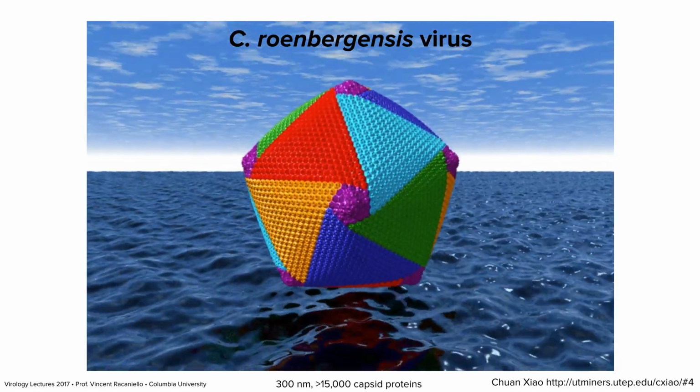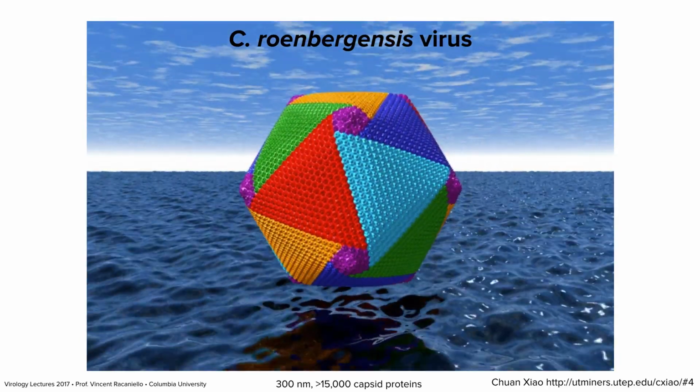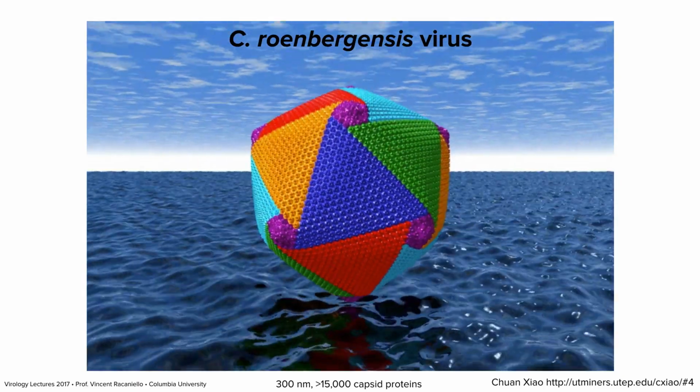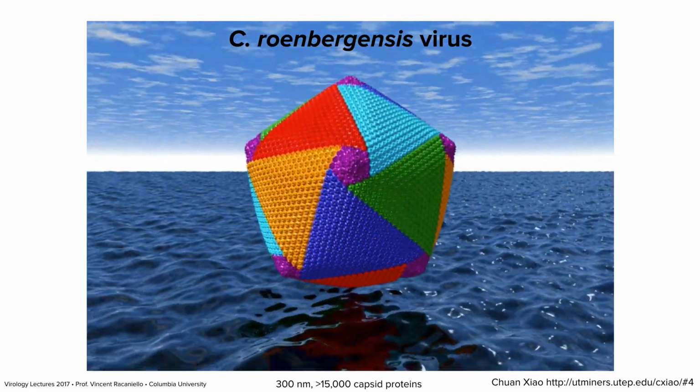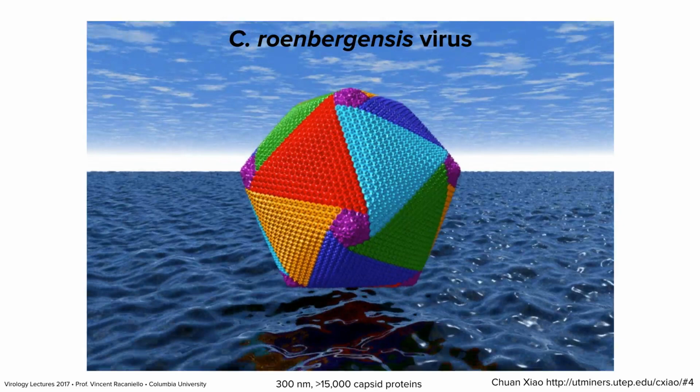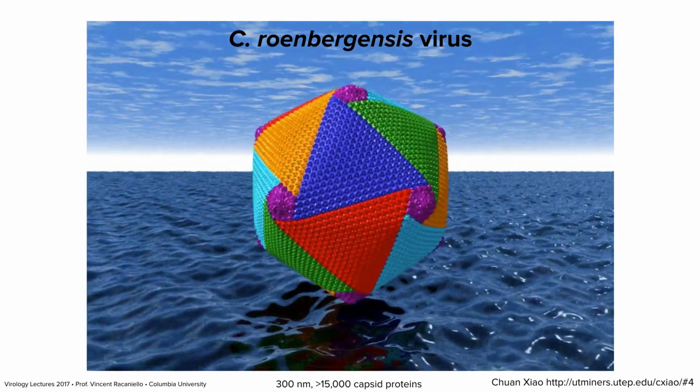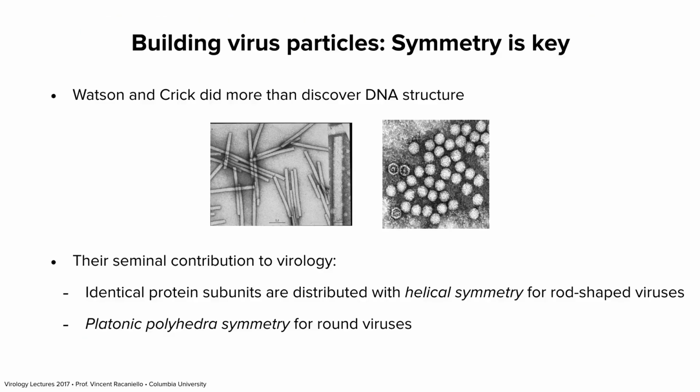But he made this movie of it rotating just so that you can see how cool it is. And it's a very large virus. So these methods, this is done by cryo-EM, by the way, these methods can accommodate some of these largest viruses. So now you have an idea of what virus particles look like. Let's figure out how to build them, all right?